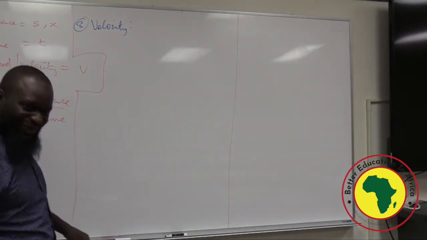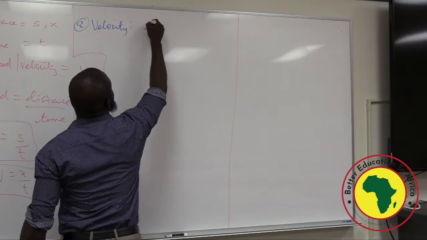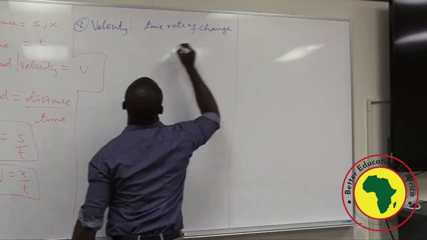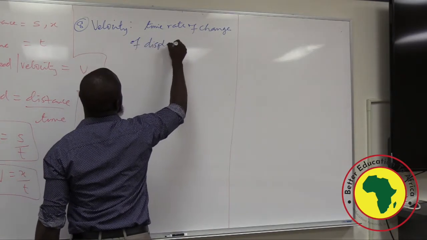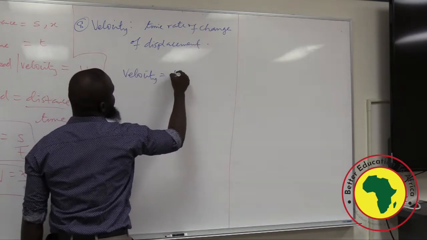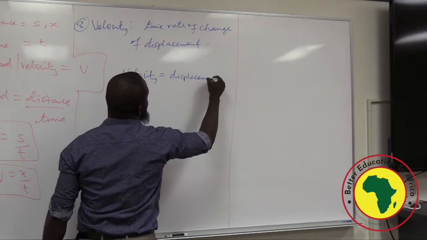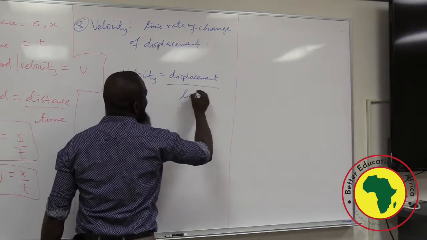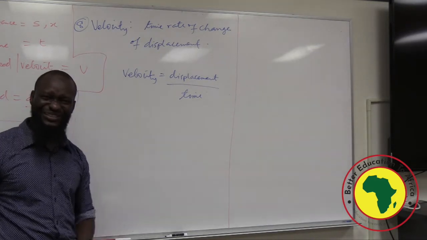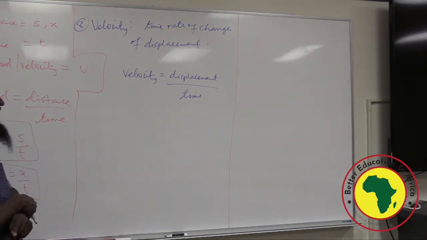So velocity is the time rate of change of displacement. So we say velocity is displacement divided by time. Now you already know what displacement is. So it means velocity has some direction also. Is that okay? Displacement divided by time is velocity. Distance divided by time is speed. Is that okay?